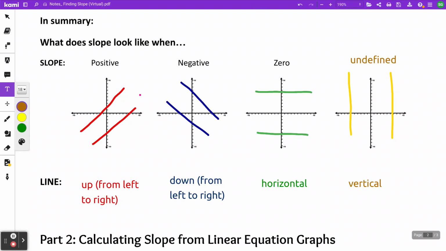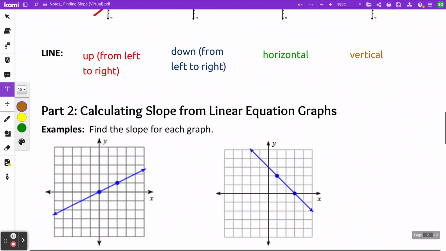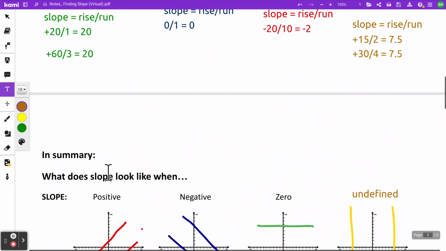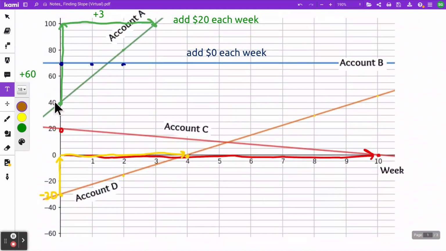This is also a really good thing to put in your notes, because you can use this to help you when it comes to the second part, where we're calculating slope from these linear equation graphs. So the directions say find the slope for each graph, but notice now that there's no story and my graph looks a little different. Up here, we just had quadrants 1 and 4.